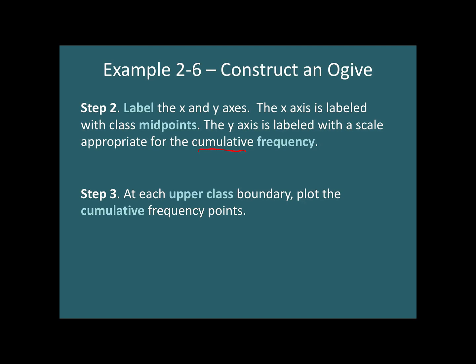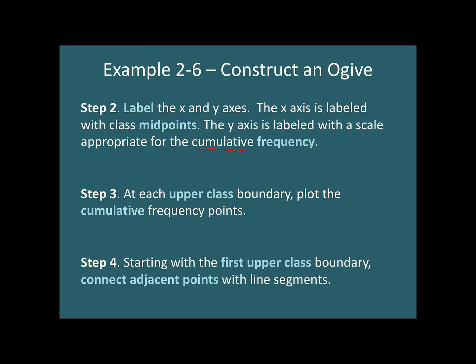Or at least up to 30, perhaps higher. Now at each upper class boundary, we're going to plot the cumulative frequency points. And we're going to start with the upper class boundary and then connect adjacent points as follows. And for this one, I'm just going to go ahead and show you a computer-generated image and just explain it.